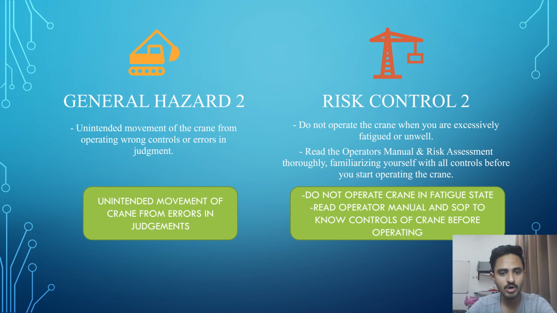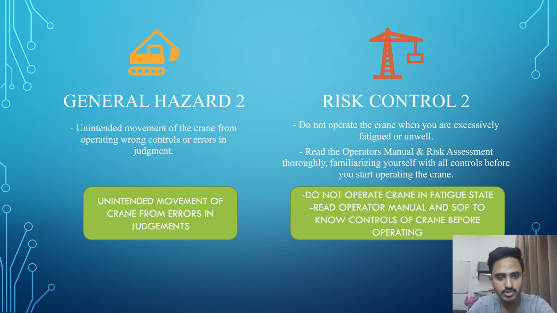Now we can move on to the second general hazard, which is unintended movement of the crane from errors in judgment. In detail, unintended movement of the crane from operating wrong controls or giving wrong input, or operating the wrong lever, or errors in judgment might lead to this general hazard number 2.